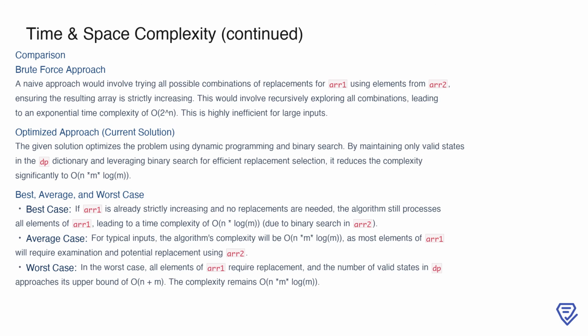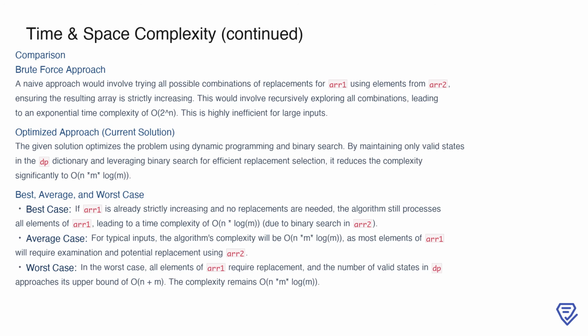In the best case, if ARR1 is already strictly increasing, the time complexity reduces to O(n*log m) as only binary searches are performed. In the average case, the complexity remains O(n*m*log m) as most elements require examination and potential replacement.